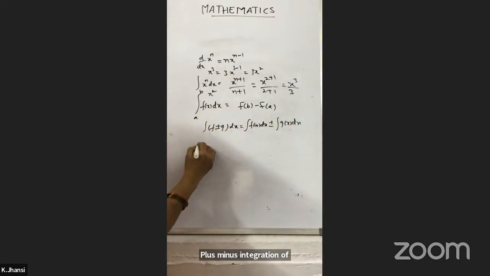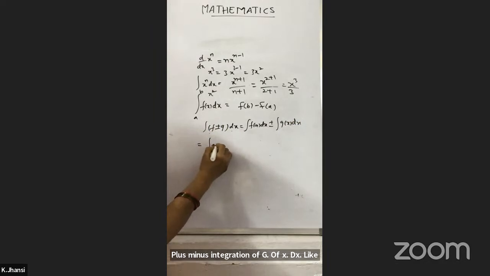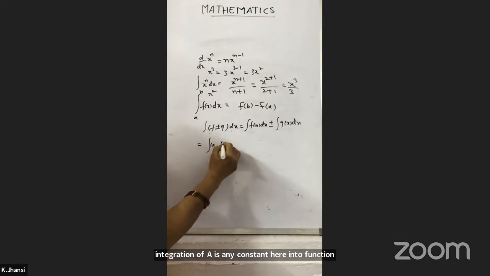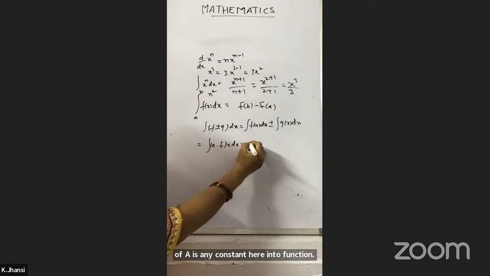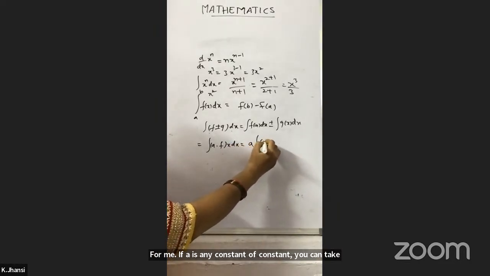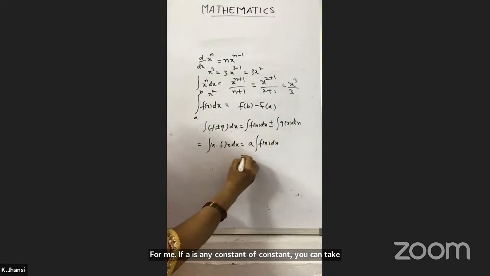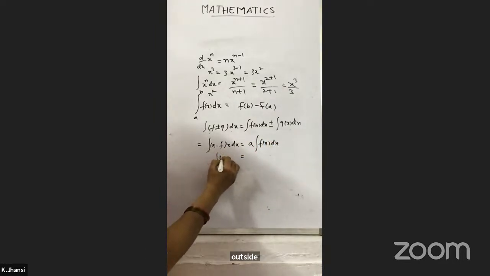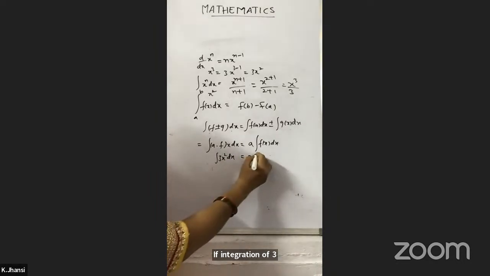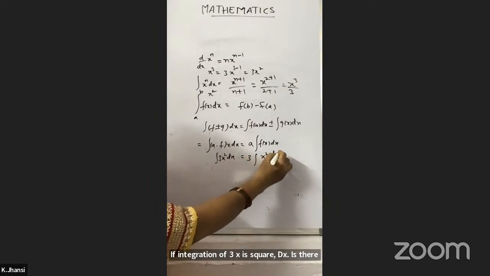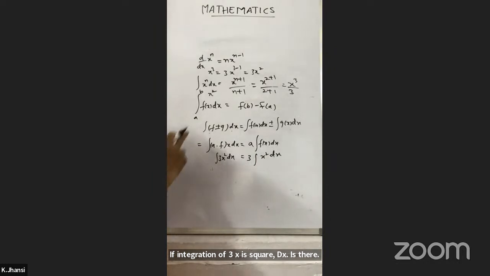And ఇందాక మనం చూసాము, integration of a, where a is any constant, into function f of x dx ఉంది అనుకోండి. If a is any constant, a constant you can take outside: a into integration of f of x dx. ఇందాక 3x వచ్చింది కదా, if integration of 3x square dx is there, అప్పుడు ఏం చేసాం, 3 ని outside, and you have to write only the variable here like this. Okay, so these two properties are there.